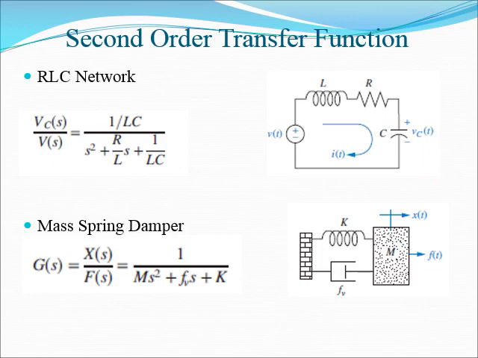This is a mechanical system, a mass, spring and damper system, and here again we end up with a second order model. Here it is M, so you have to divide throughout by M. This will become K over M. This will become 1 over M. This M will go out. So we'll have S square plus Fv over M S plus K over M, and in the numerator we will have 1 over M.